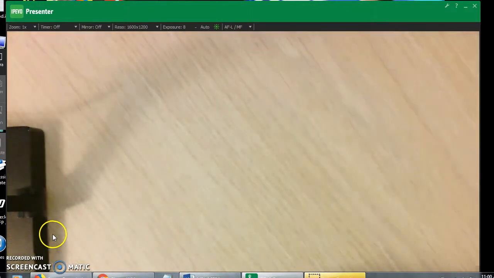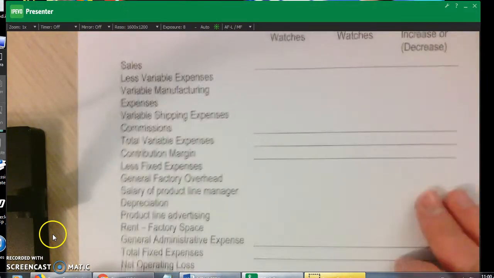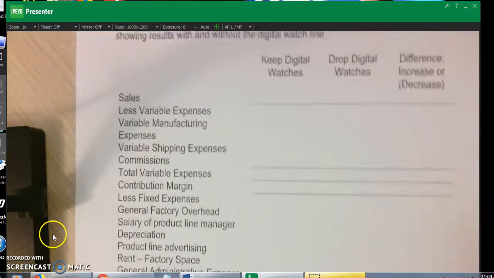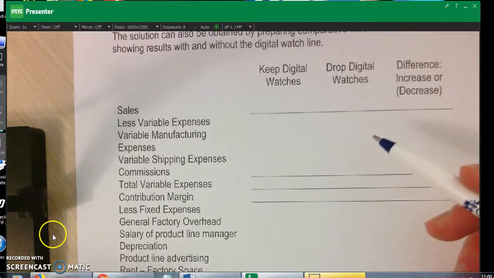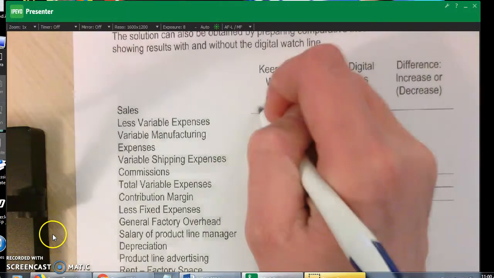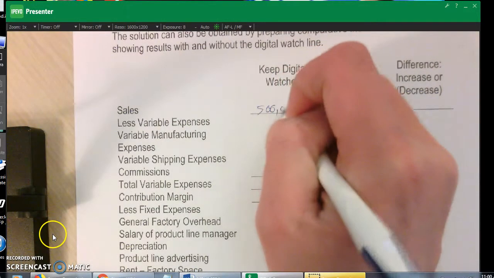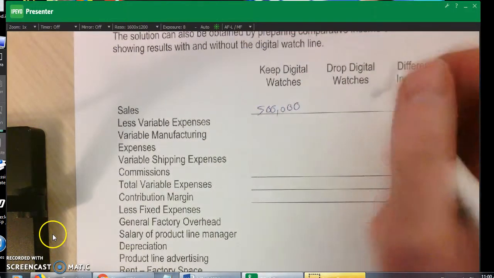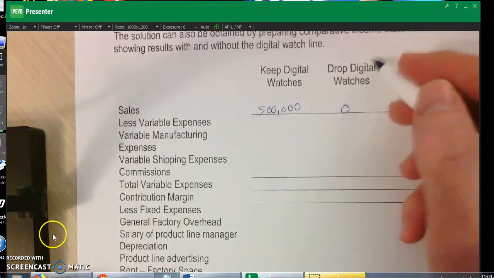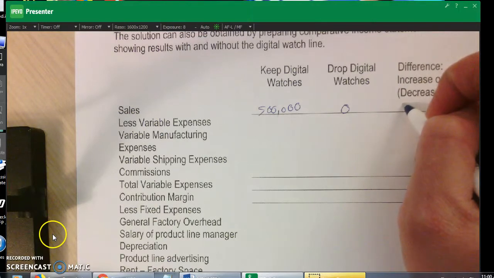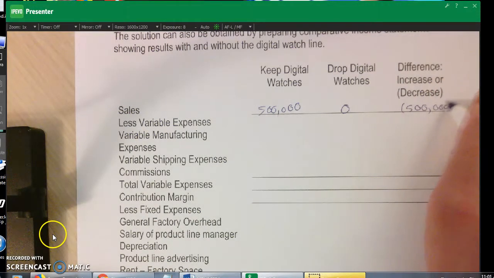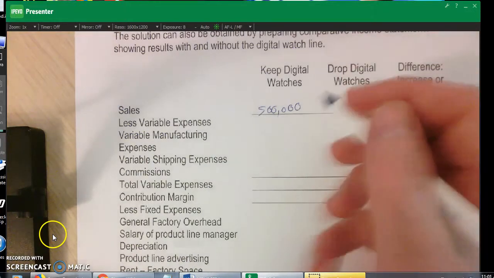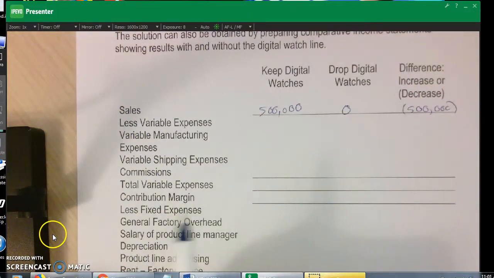Let's take a quick look here about how to do it the longer way, which is where we would do some comparative income statements. So if we go ahead, and I'll just fill this in kind of quickly, if we keep the digital watch line, we'd keep the $500,000 in sales. If we drop it, we have zero, which means we would lose $500,000 in sales.